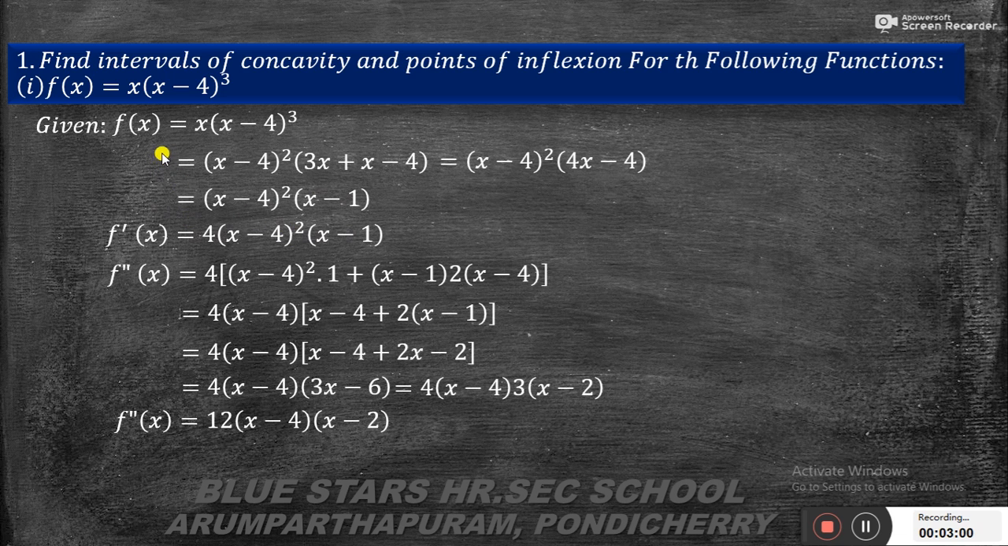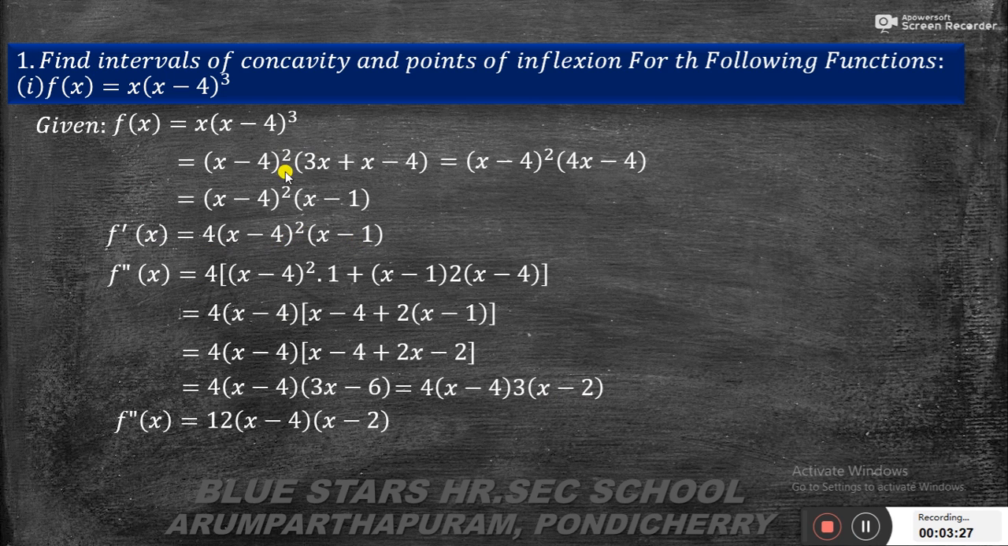Okay, so before this step there are two steps. First we apply the differentiation of uv, from this we get these steps. So the last step is, the final answer is f dash of x equal to 4 into (x minus 4) whole square into (x minus 1). This is the answer for f dash of x. Therefore the f dash of x answer is 4 into (x minus 4) whole square (x minus 1).